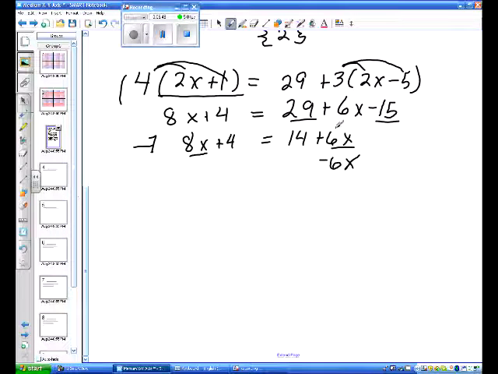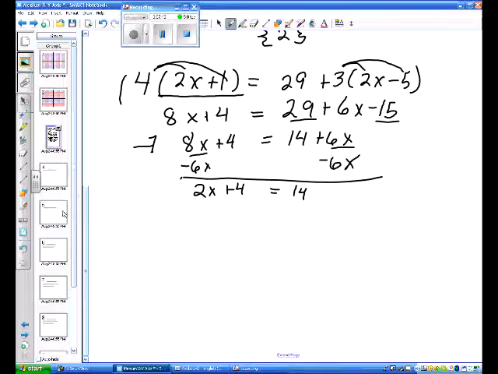We're trying to make this part 0, and we do that by adding the opposite. That's called the additive inverse property. So since it's a positive 6x, we're going to subtract 6x. And if we do that to one side, we have to do it to the other side. That's our subtraction property of equality. So what we're left with is 2x plus 4 equals 14.